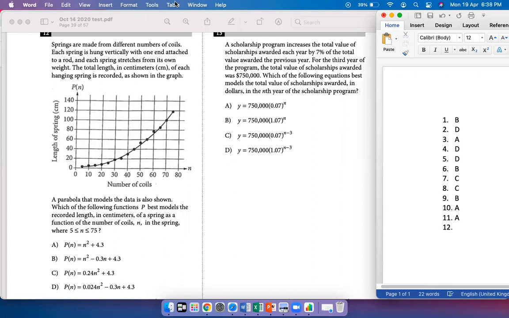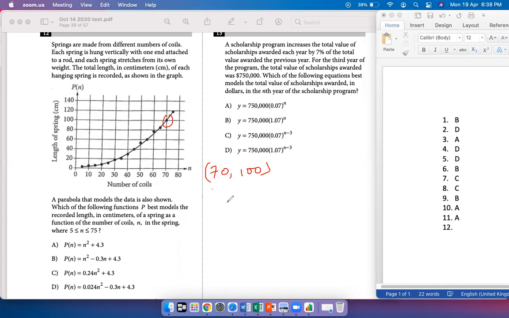Okay, so the first thing that we notice here is, let's see, can I say n squared plus 4.3? 0.24 n squared. I think so. This is no calculator, right? So let's start working with some values. Let's say we pick this point, (70, 100). So let's see which one satisfies that.